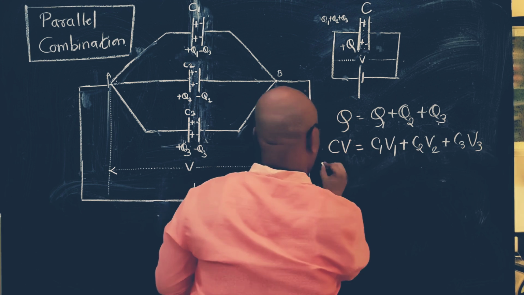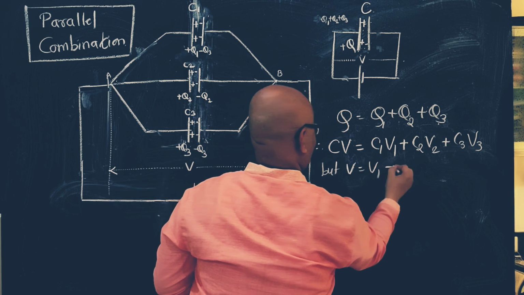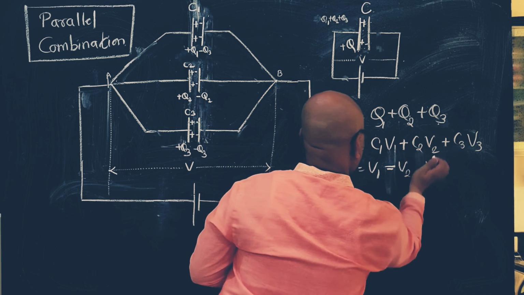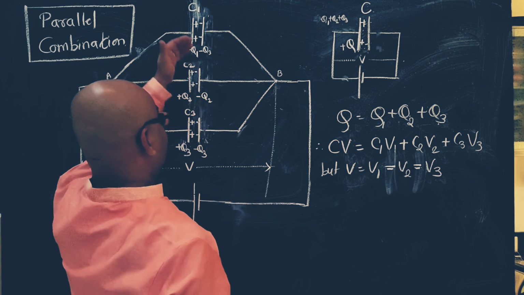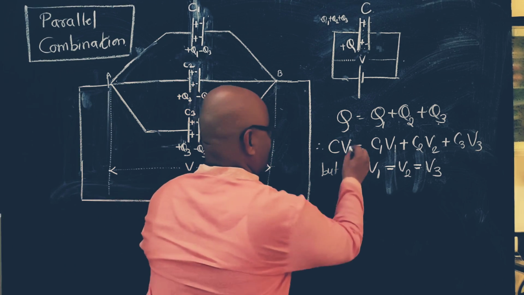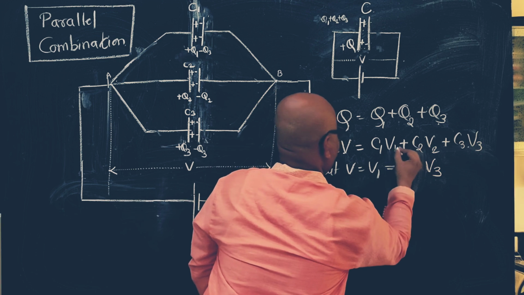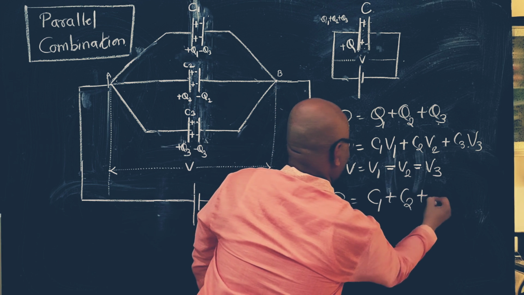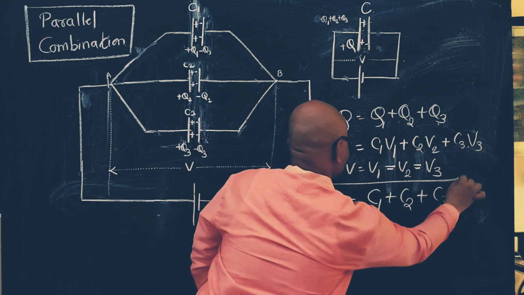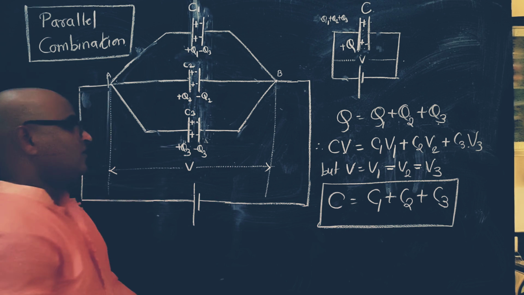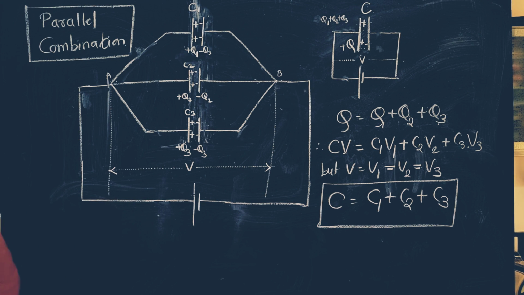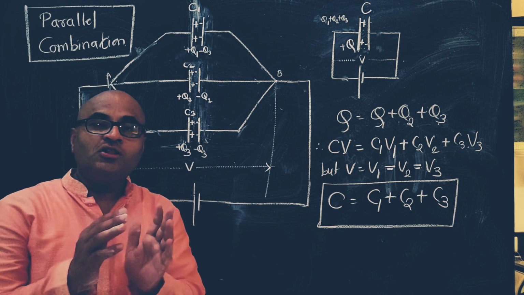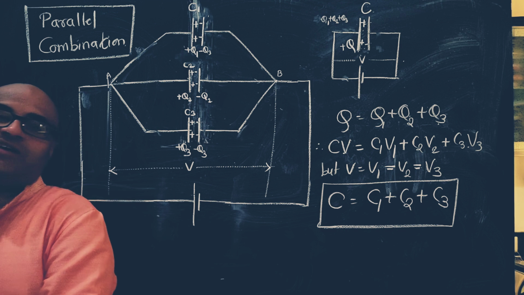C3 V3. But V is equal to V1, V1 is equal to V2 is equal to V3. The potential difference across each capacitor is what? Same. तो V1, V2 और V3 क्या हो जाएंगे? कैंसिल हो जाएंगे. तो C क्या आया? C1 plus C2 plus C3. So when the capacitors are connected in parallel, the equivalent capacitance is equal to the sum of individual capacitances.